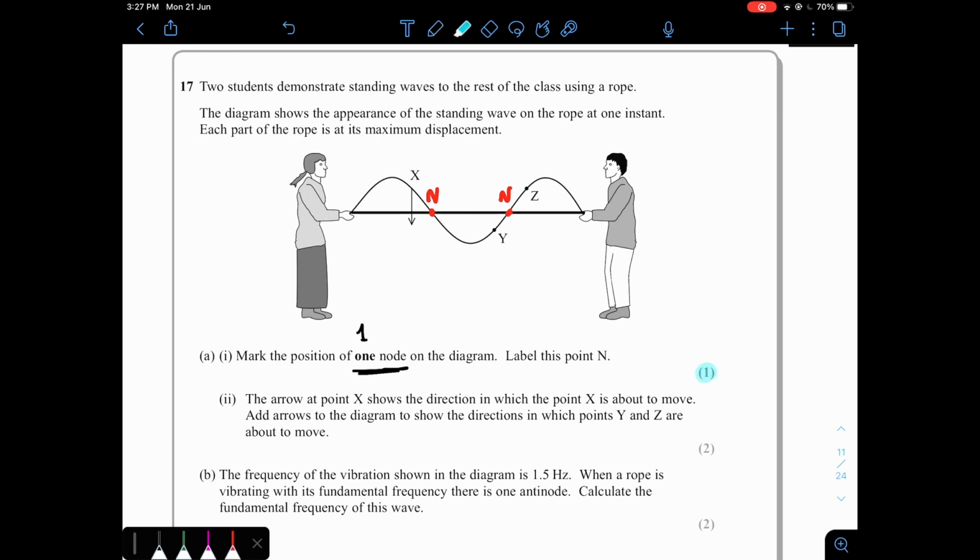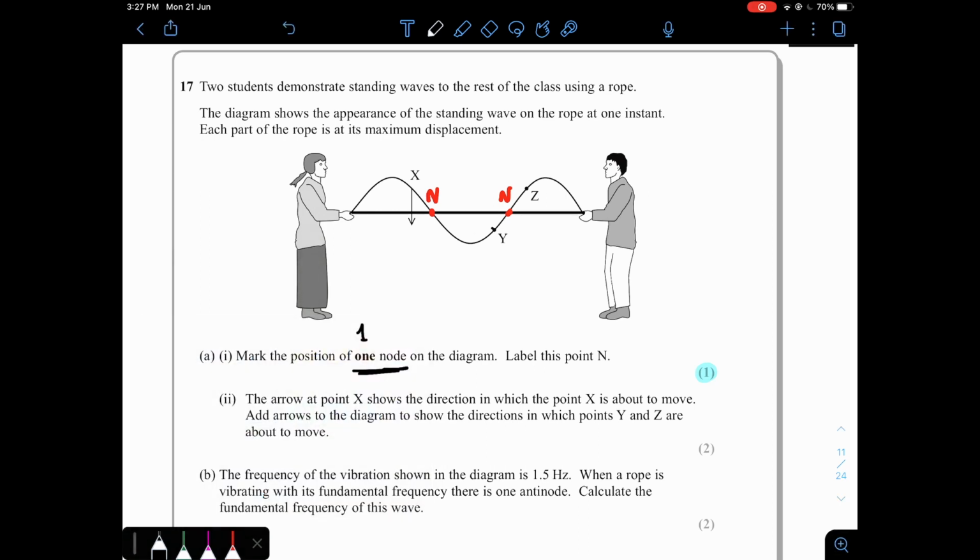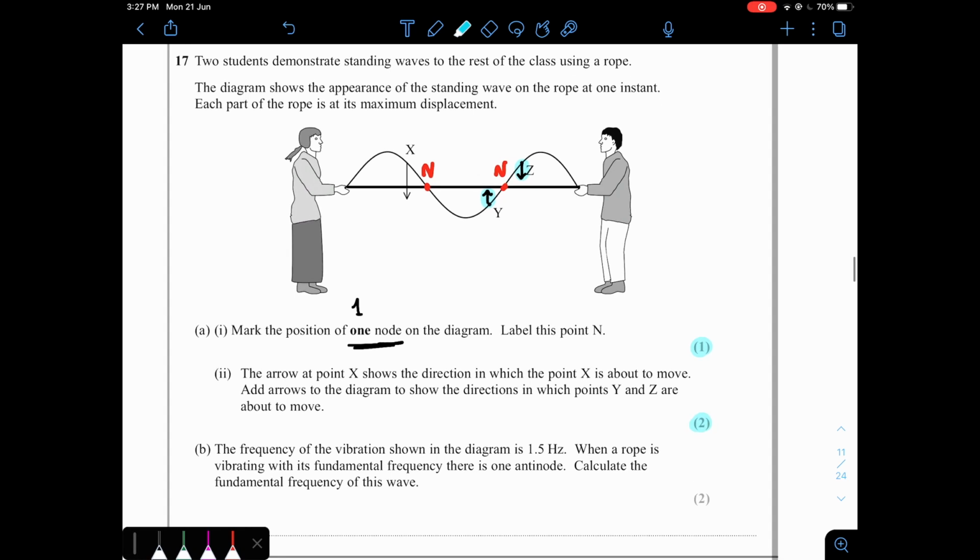Okay. The arrow at X shows the direction in which the point X is about to move. Add arrows to the diagram to show in which direction points Y and Z are about to move. So over here, you can see X is moving down whilst it's up, so Y must move up, right? Y must move up and Z must move down. So those are your 2 marks there. So Y going up and Z going down, that's your 2 marks over here.